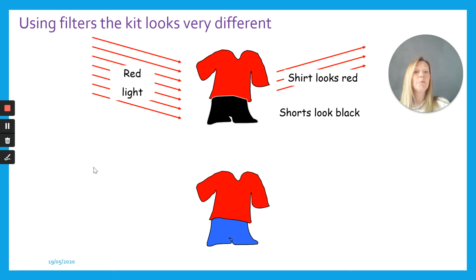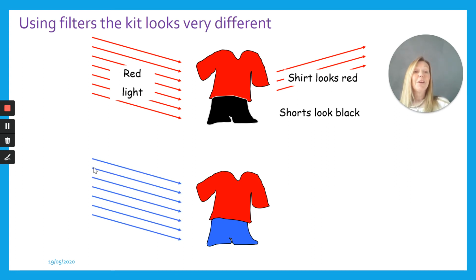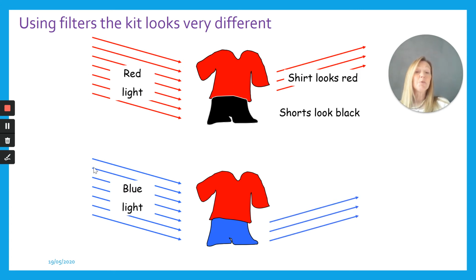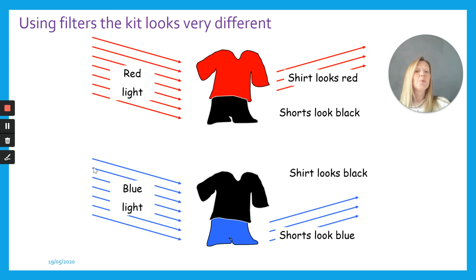Now, if we do the same thing with a blue filter, have a little pause here and see if you can think, what colour would our football kit now go? So hopefully you realise the blue shorts would remain blue because they would reflect the blue light. However, the shirt would now appear black, and that's because it absorbs blue light. It only reflects red light, and as there's no light being reflected, it appears to be black.